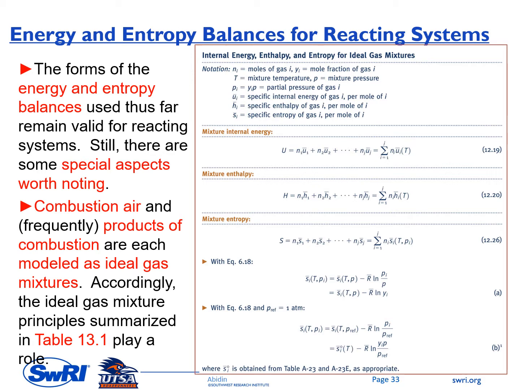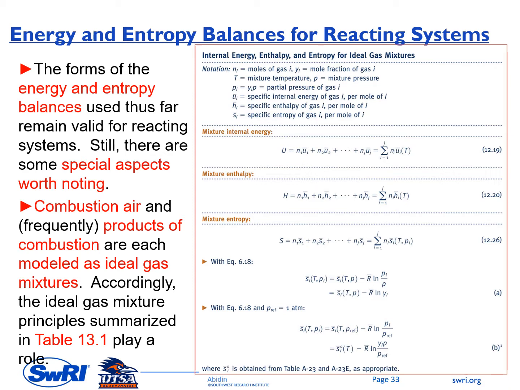So it is pretty much similar to the one we have in the previous chapter, but in this case we will have more species in the mixture, not a binary mixture. So accordingly, the ideal gas mixture principles summarized in Table 13.1, and I copy it on the right side of this slide, play a role. So in this table you can see we use similar parameters for this mixture.